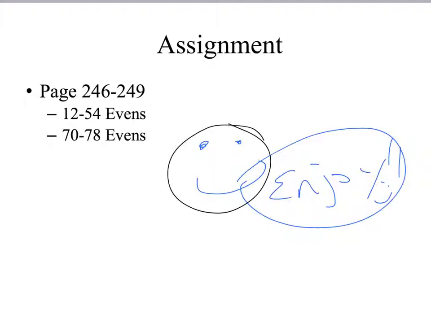Okay, we need a little hair, ears, nose. Should I give him a goatee? Awesome. Oh, gotta have glasses too. Harry Potter. Okay, enjoy. Have a good day.